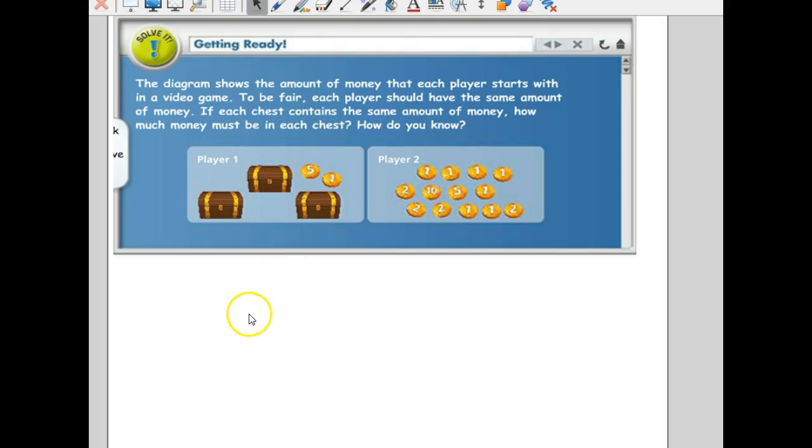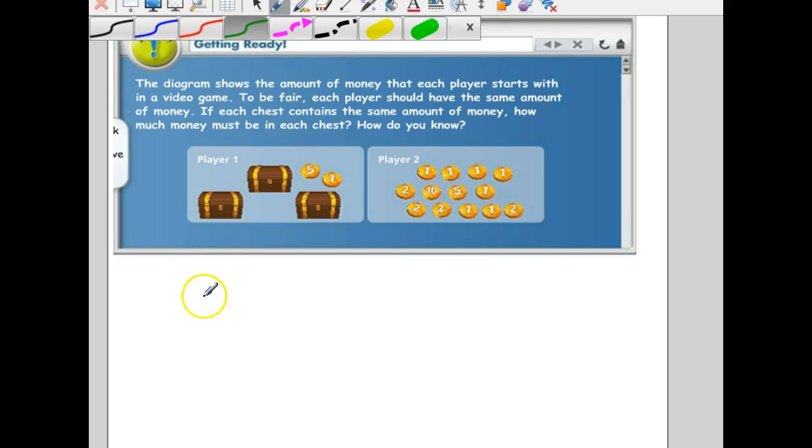How do you know? Well, you could write an equation to help you solve this, or maybe you could look at it and try to figure it out. Okay, but let's try and write an equation since that's what we're here to do. Let's solve two-step equations. So if you call each chest C for chest, there are 3 of them, and you've got a 5 and a 1, so together we would say that's 6. That is going to be equal to what player 2 has.